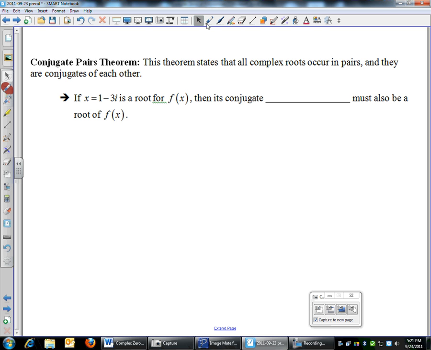And if you forget what a conjugate is, a quick note. The conjugate of x plus y is x minus y. All you do is change the sign in the middle.